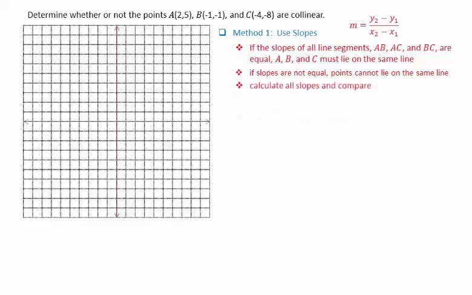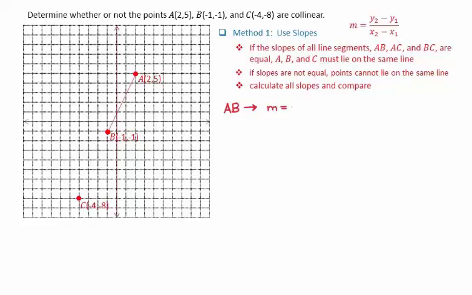Here we simply calculate all of the slopes and compare. Let's first plot the points. Point A at (2, 5), B at (-1, -1), and C at (-4, -8). Note that at first glance it appears as though these points do fall in a straight line. Let's first consider line segment AB.